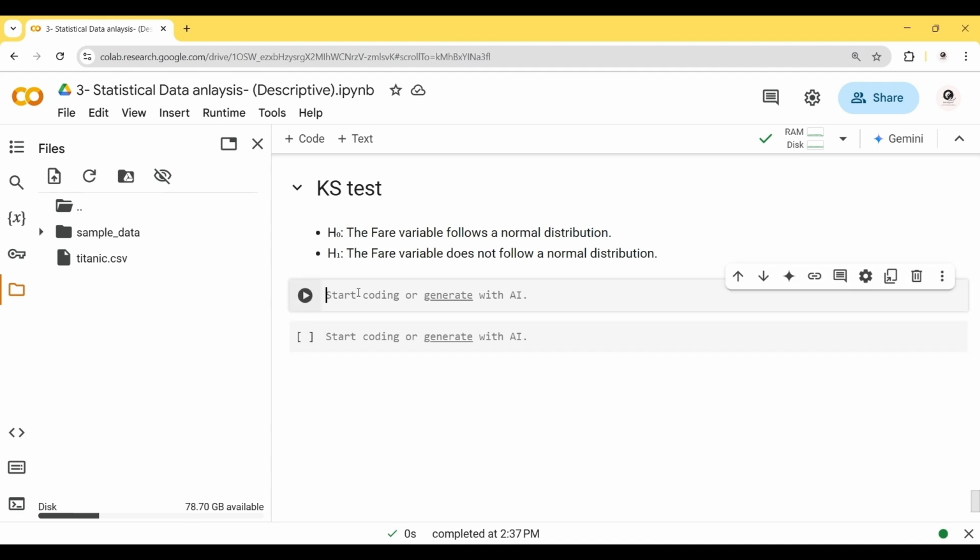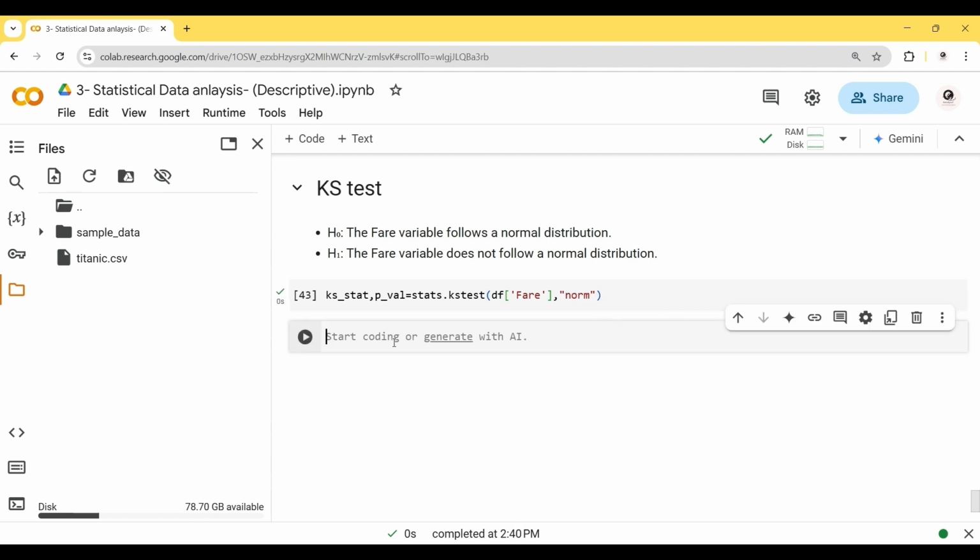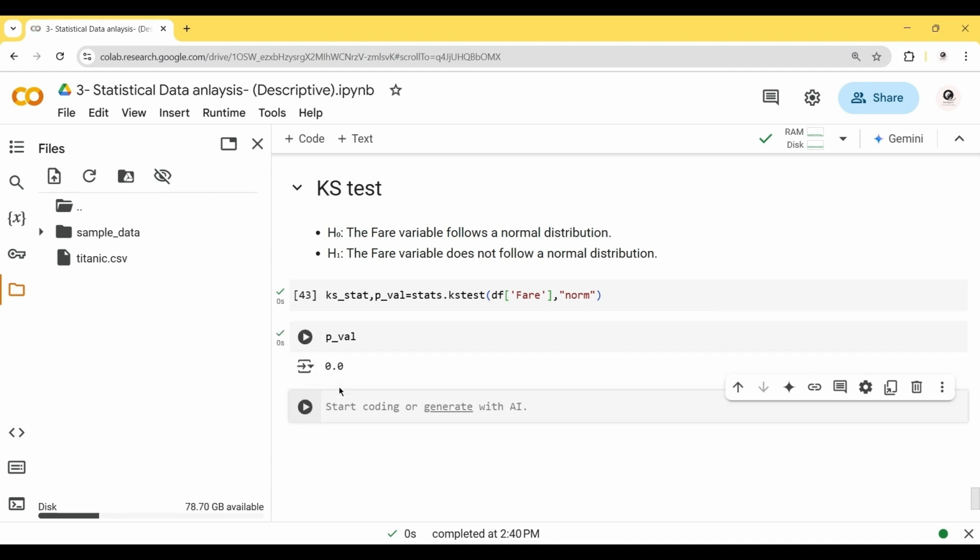So here in this question, there is a null hypothesis and alternate hypothesis. So I am going to initialize 2 variables here, KS statistics and the p-value. Then I am going to call stats.kstest, and here I am going to pass my numerical column, which is fare. And we want to check whether this column is having normal distribution or not. So let me run this out. Now let me print my p-value and my KS stat.